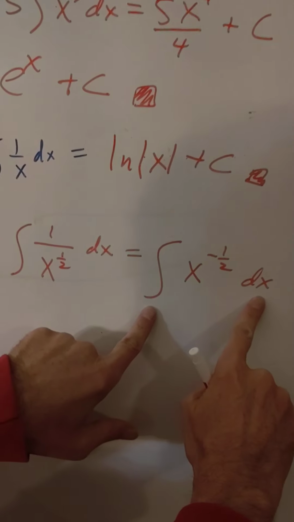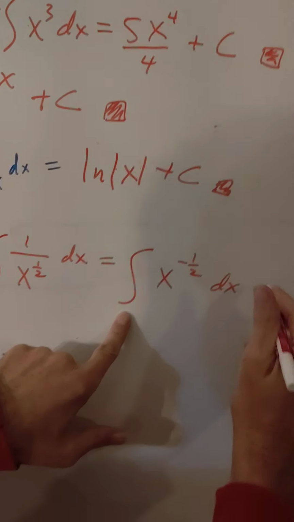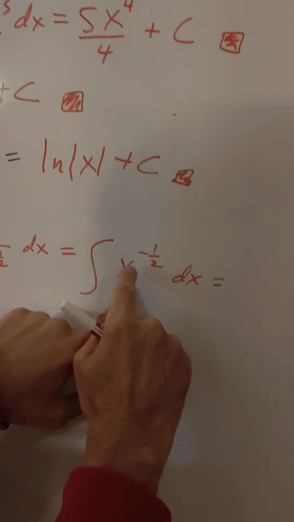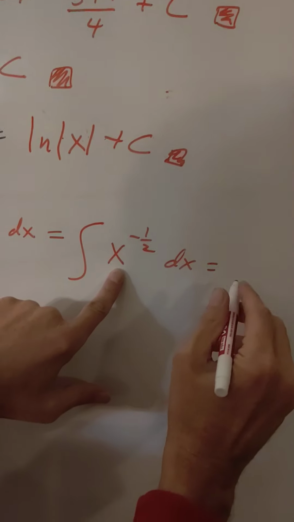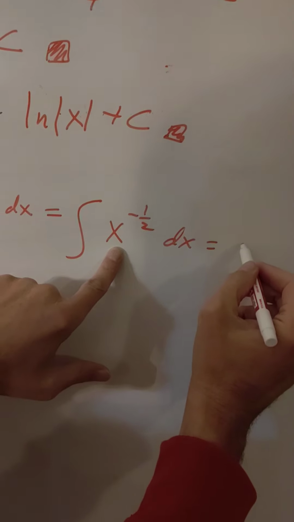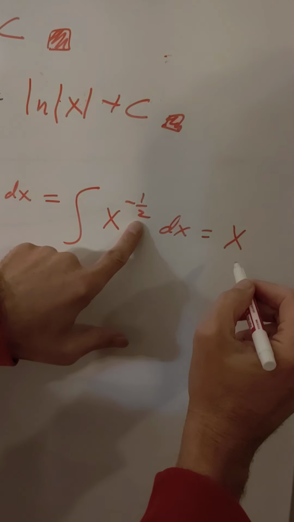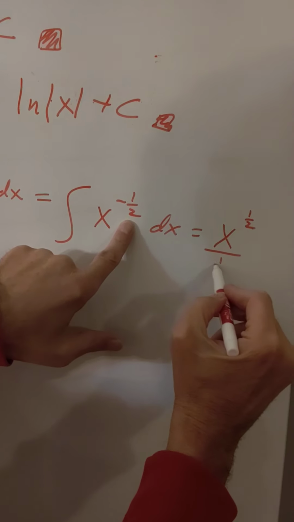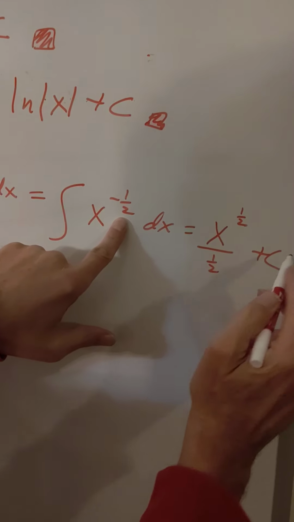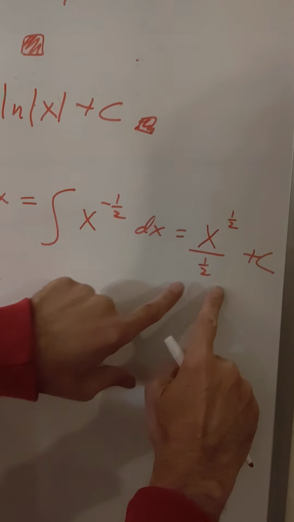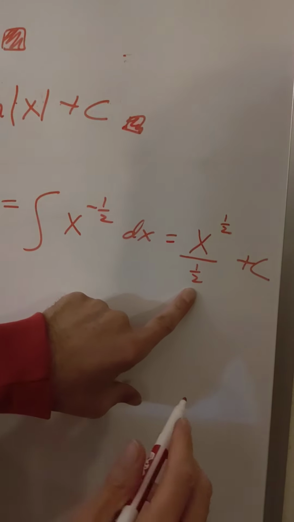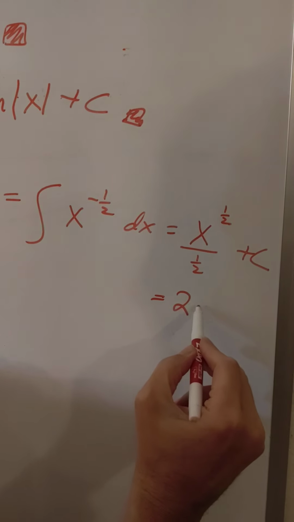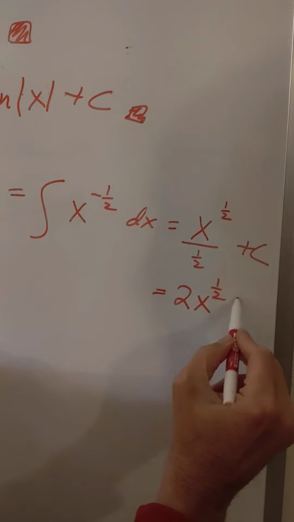I did not integrate, I just simplified. So that's why I still have these symbols. Now I'm ready to integrate. I'm going to use the power rule because I can always use the power rule when the power is not negative 1. So for my answer, I'm ready to do the power rule. Add 1. What's negative 1/2 plus 1? 1/2. And then over 1/2, and then plus c. But this needs to be simplified. Dividing by a fraction is the same thing as multiplying by the reciprocal. So dividing by half means multiplying by 2. So 2x to the 1/2 plus c.